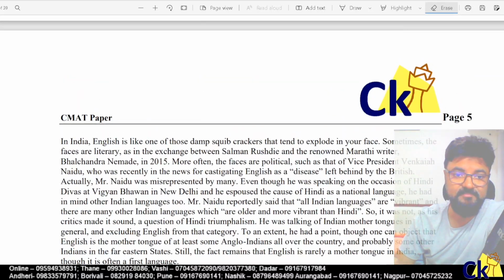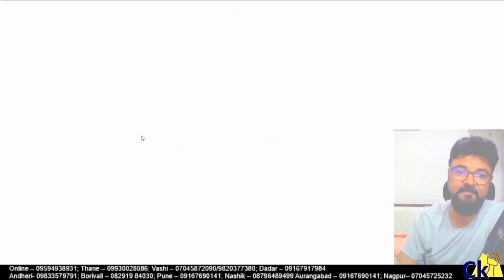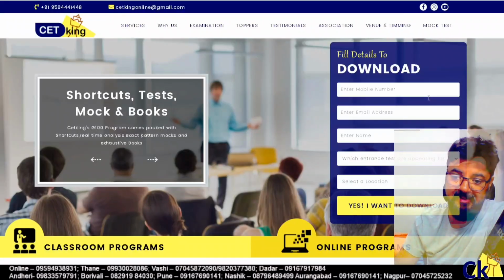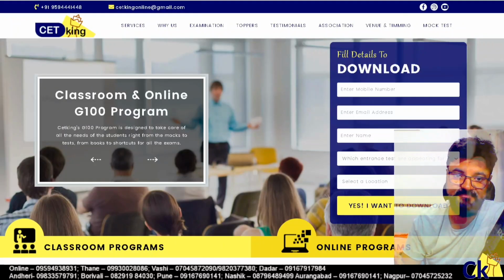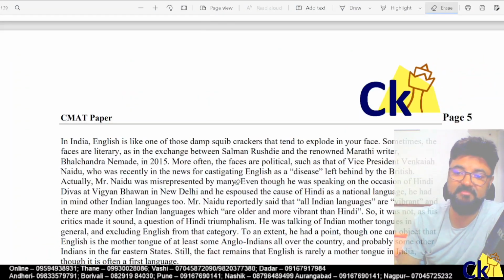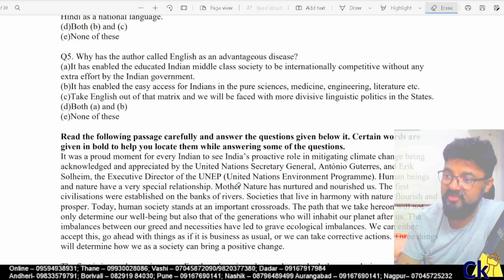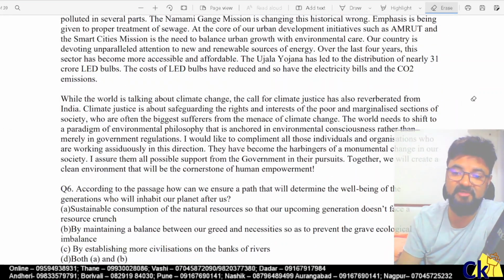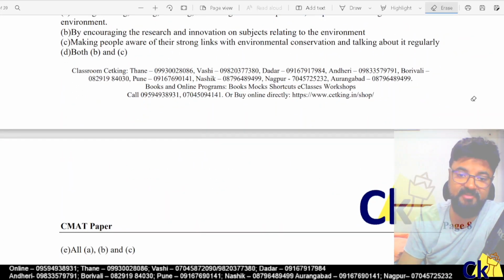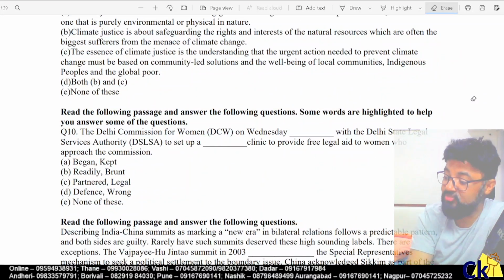Go to the link cetking.com/CMAT. Click on this link here. The page will open. Here you have to register. The moment you say yes, I want to download, it will take you to the paper. The moment you open the paper, it will look something like this. I want you to solve this paper so that we are aware of what kind of questions. Don't solve it if you don't want to, just have a look at what these 100 questions are. Before we jump in, we should know who our competitor is, who our competition is, what the exam is, who our enemy is that we have to defeat.